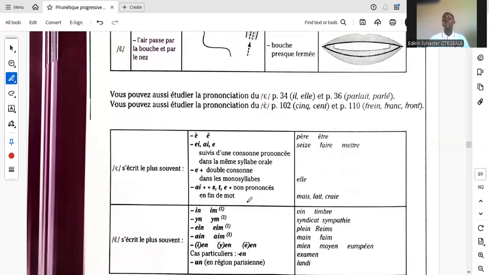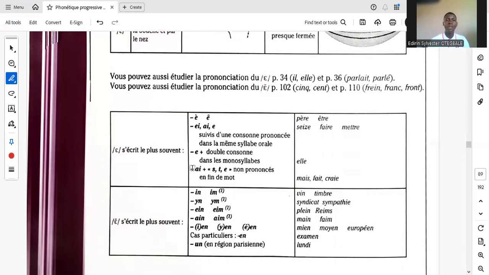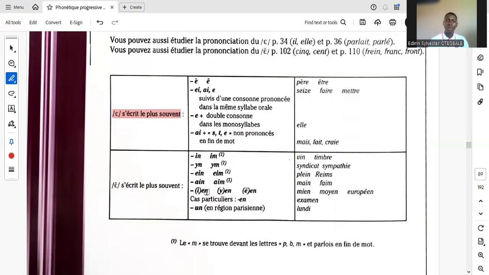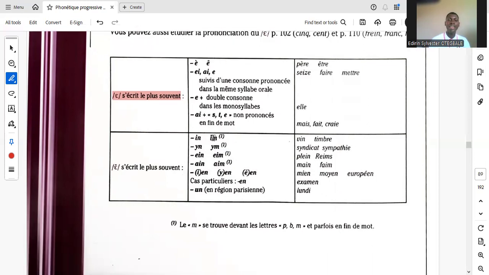Now, what are the combinations of letters, the graphies, that give you the sound? That is what we want to touch very briefly now. For the first sound, we've touched that earlier in our past video. You can go back and look at that or just look at it on the screen. But let's explain more. We have IN, IM, YN, YM, EIN, EIM, AIN, AIM, then EN in peculiar cases, and then UN for some Parisian regional dialects.